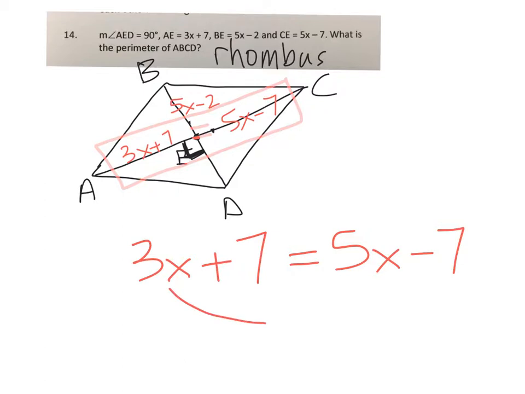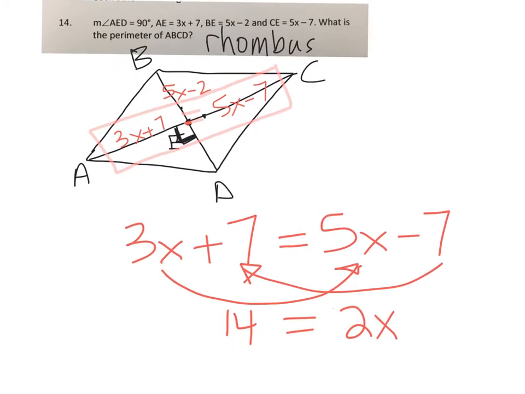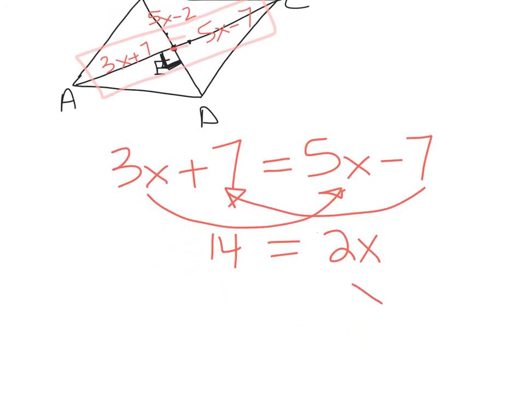So we can solve this equation for x. We'll add 7 to both sides, giving us 14. We'll subtract 3x from both sides, giving us 2x over here. Sorry, that looks dilapidated. Let's do it right. So solving this equation gives me an x value of 7.